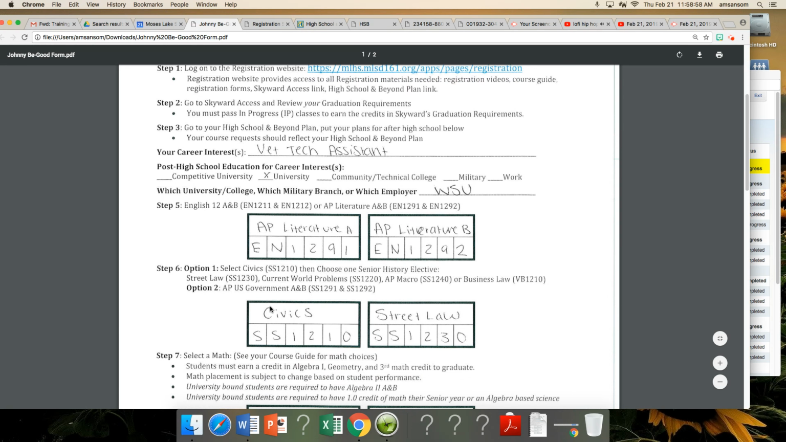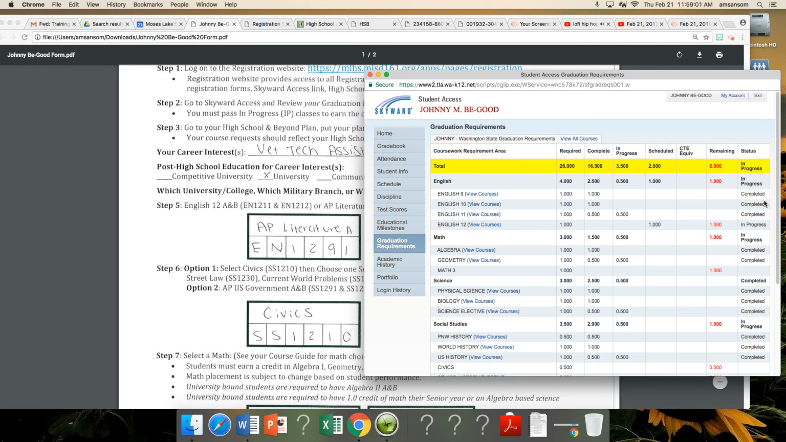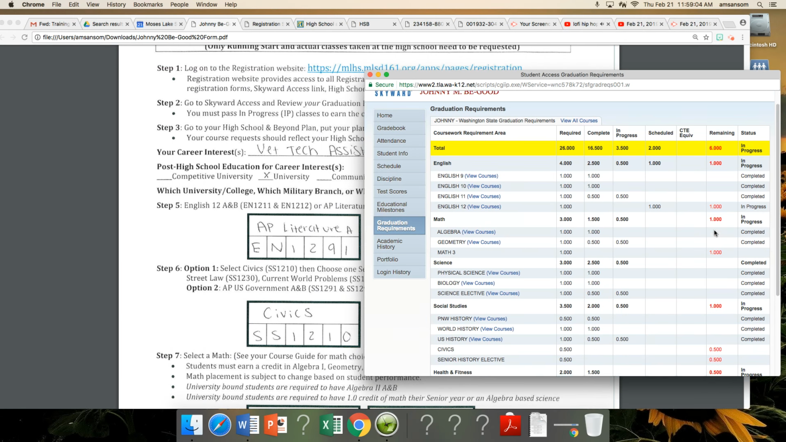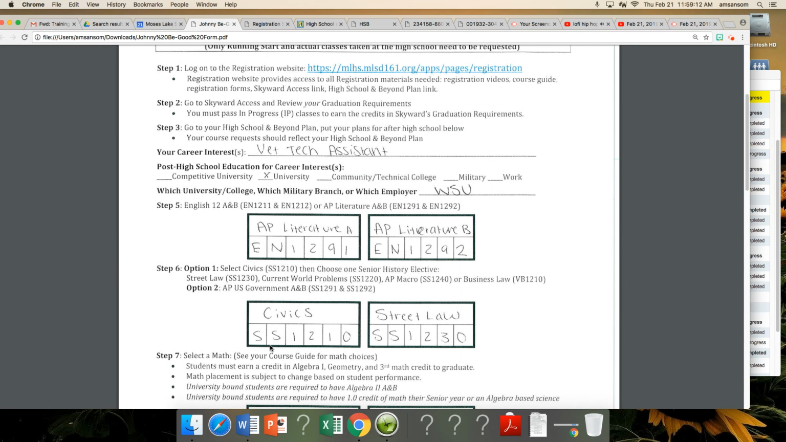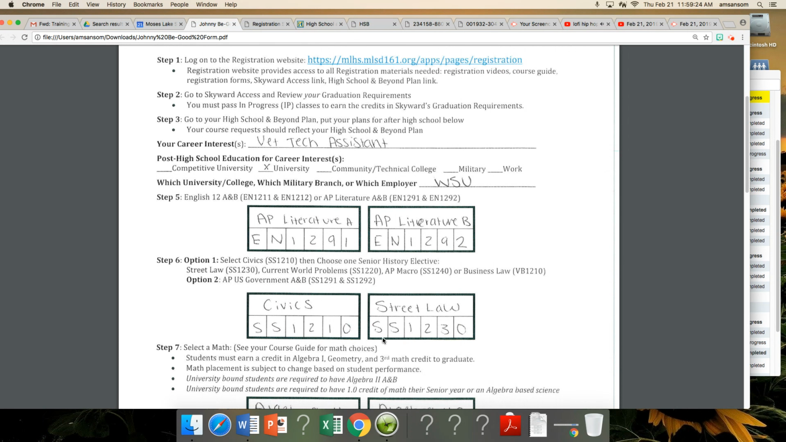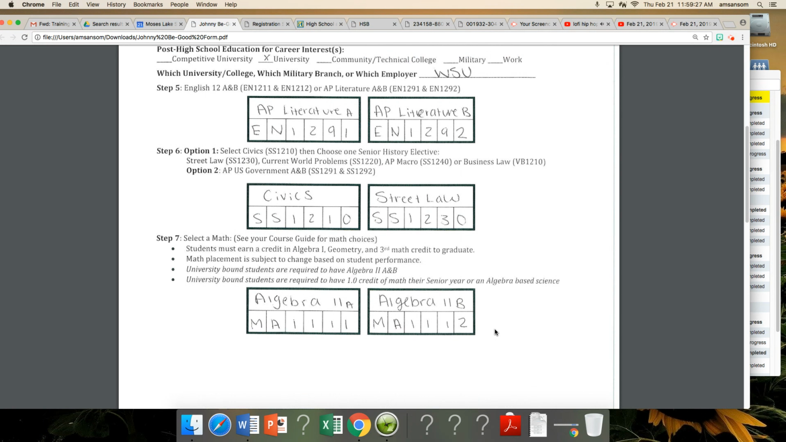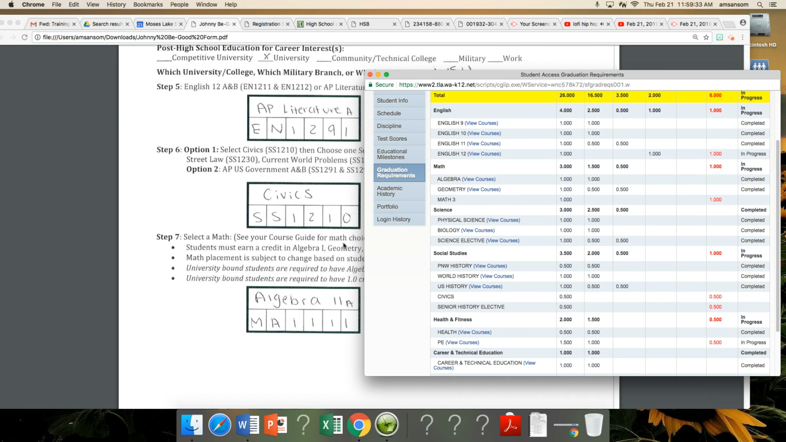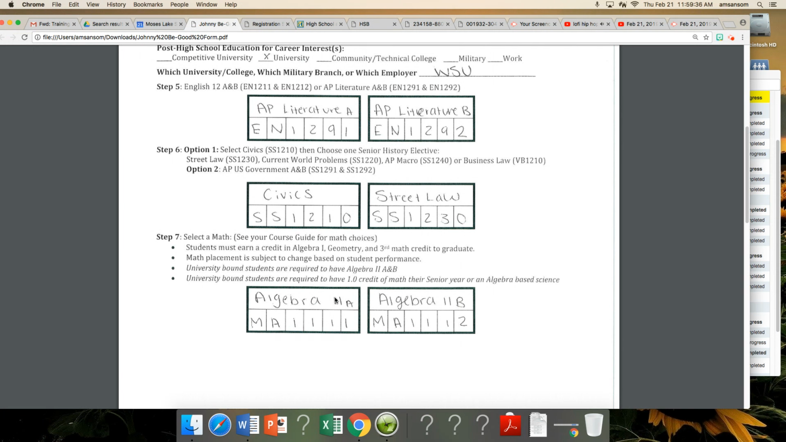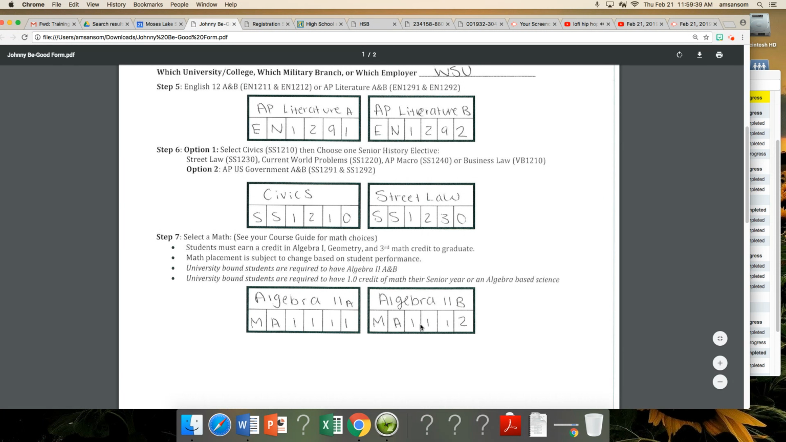Next, step 6, he's going to choose a history class. He goes back to his graduation requirements and sees that he has a credit of history left, and he needs to take a civics and a history elective. So he puts his civics class right here with the corresponding course code. Then he looks back through the course guide and sees that street law looks pretty interesting to him. So he's going to take that as his history elective, and he puts in the corresponding course code. Next, he's going to choose a math class. He sees that he has 1 more credit of math to take. He already took his algebra and geometry, and he decides that he wants to take algebra 2 A and B. He puts in the course code right here.